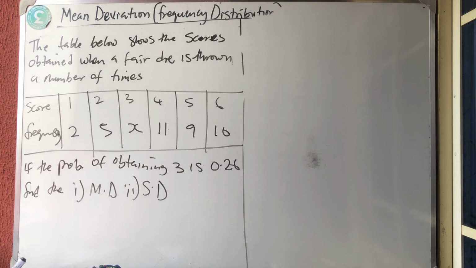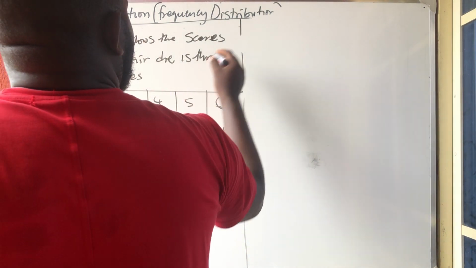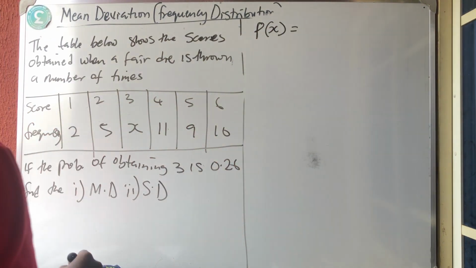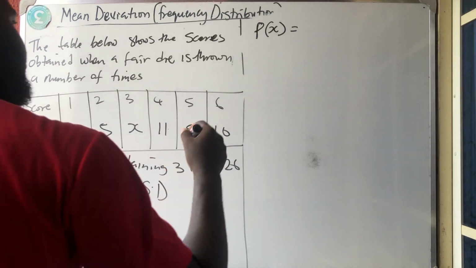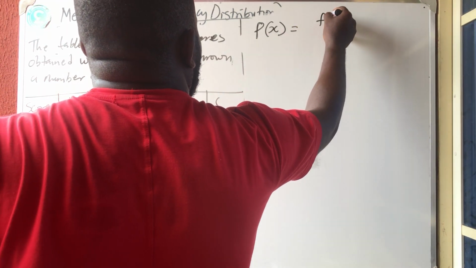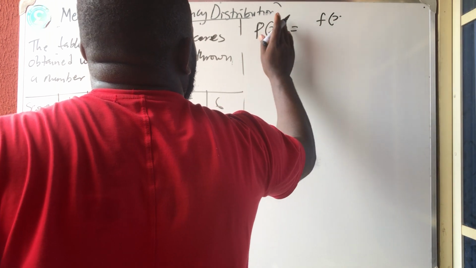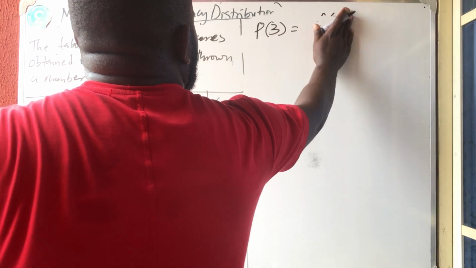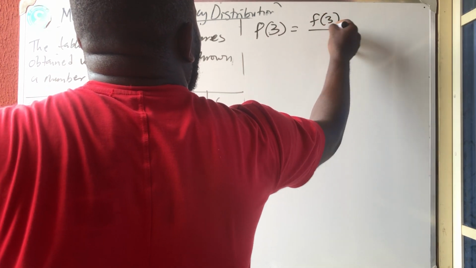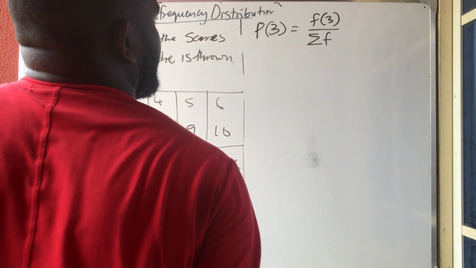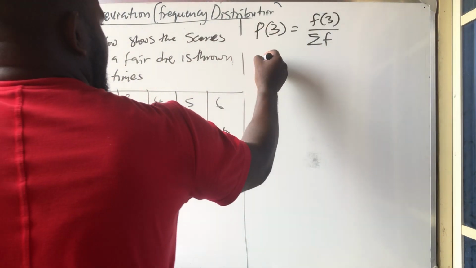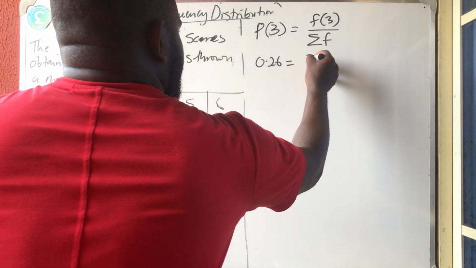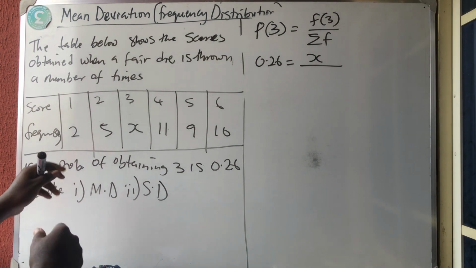Okay, so we know that the probability of x is the frequency of x all over the summation of the frequency. So the probability of score 3 is the frequency of that score 3 all over the summation of the frequency. So what do we have? They gave us 0.26 is equal to the frequency of 3, which is x, all over the summation of the frequencies, adding everything in the frequency.